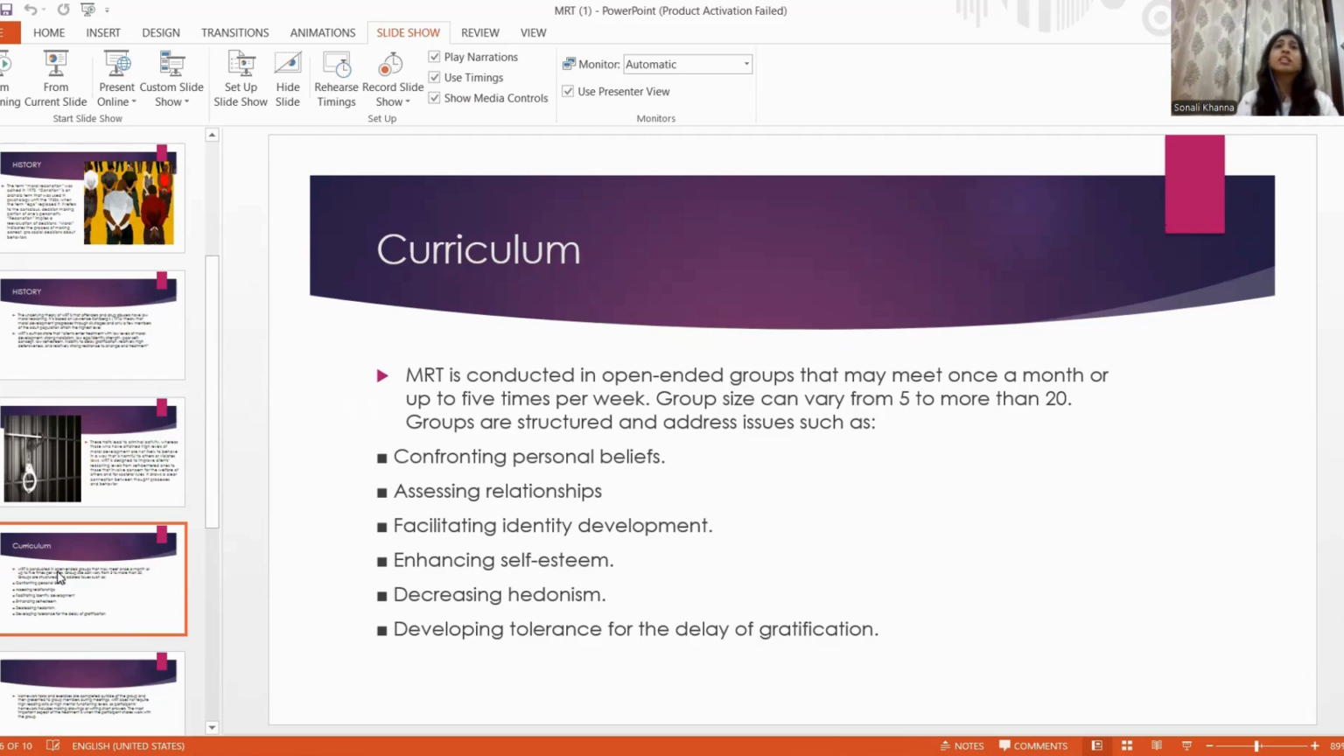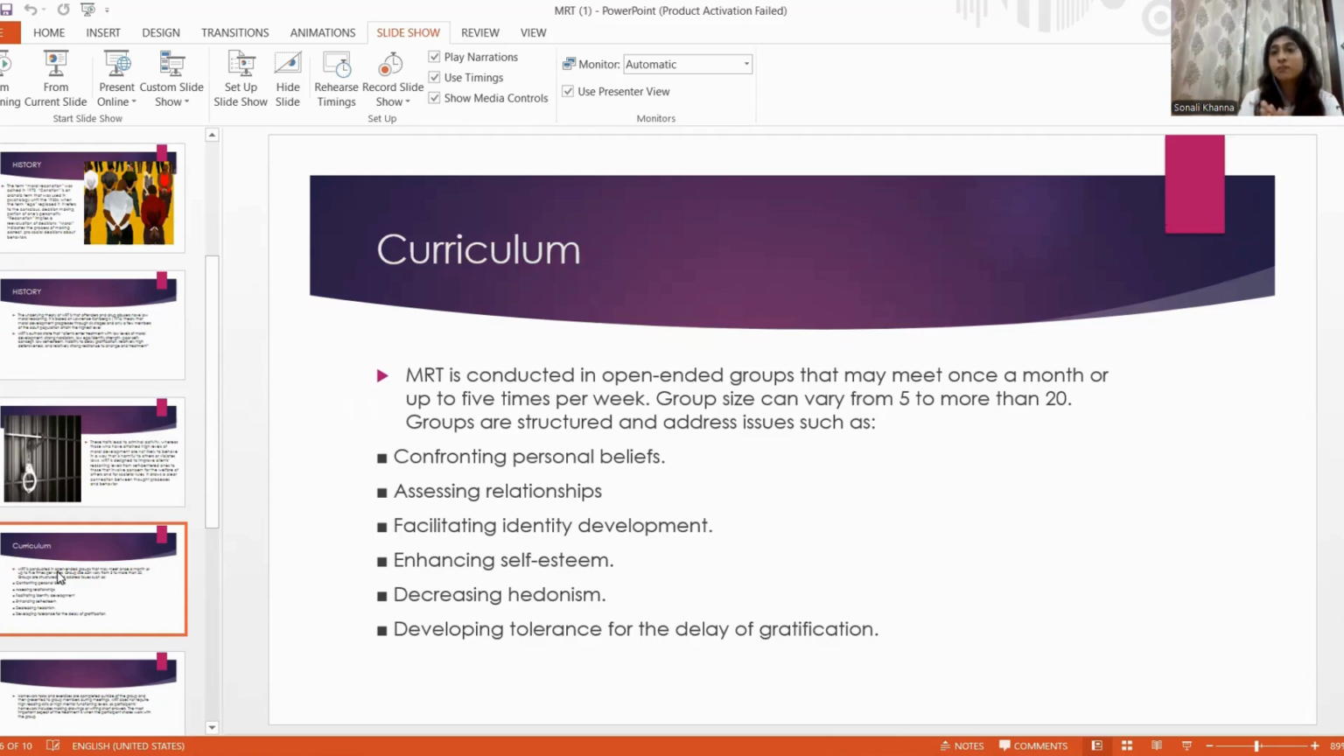Assessing relationships: somebody who is not having a good relationship with his or her wife, or somebody who has killed any family member, they discuss that. Then identity development, that you need to know yourself. You are not built up of other people. You are you, so understand yourself. No matter what another person is doing, if you yourself are right, right will happen to you. Enhancing self-esteem: understand your worth.